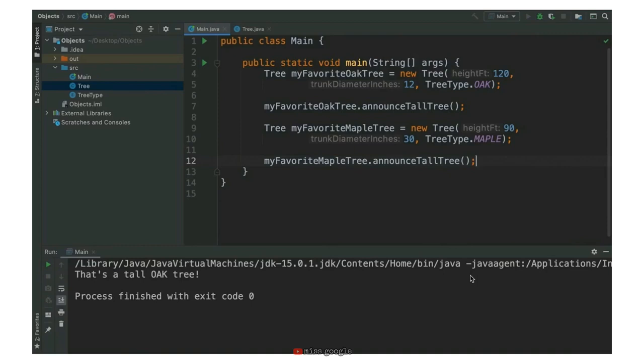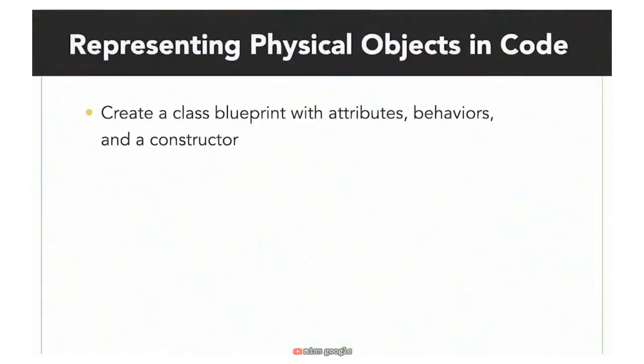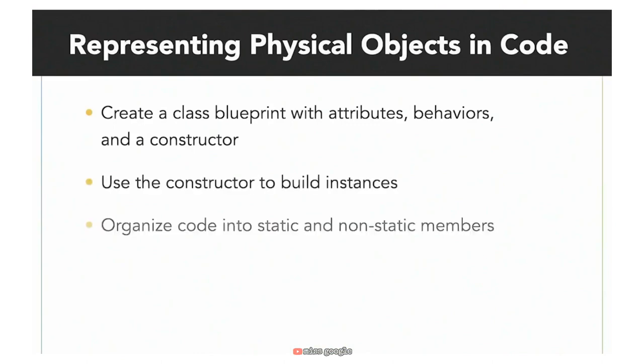By using classes and instances in this way, we're able to bind state and behavior into one unit. This not only makes our program readable to other software developers, but also maintainable for when new trees come along. So far, we've created a class blueprint and built instances using a constructor. We can continue to organize our code by using static and non-static members.